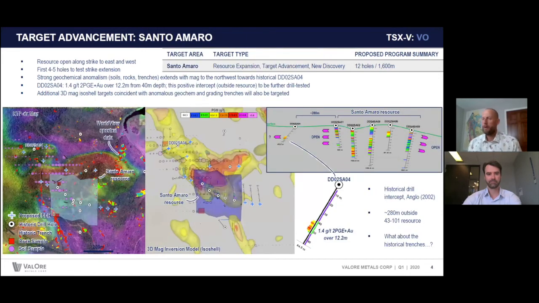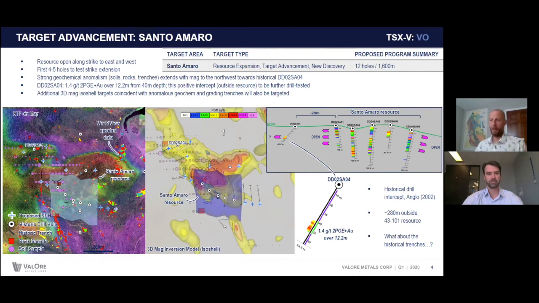So Santo Amaro, we talked about before, it has all three classes of targets. Specifically though, we're going to be focusing on the northwest portion of the target area. Now, target advancement refers to a target area that is pre-resource, so it's not tied into the current 43-101, but there is a historical drill intercept that was not followed up upon for a myriad of reasons. Most likely, in the case of Anglo, they were looking for massive systems, and this intercept was not something that they deemed they wanted to follow up upon, but certainly we do.